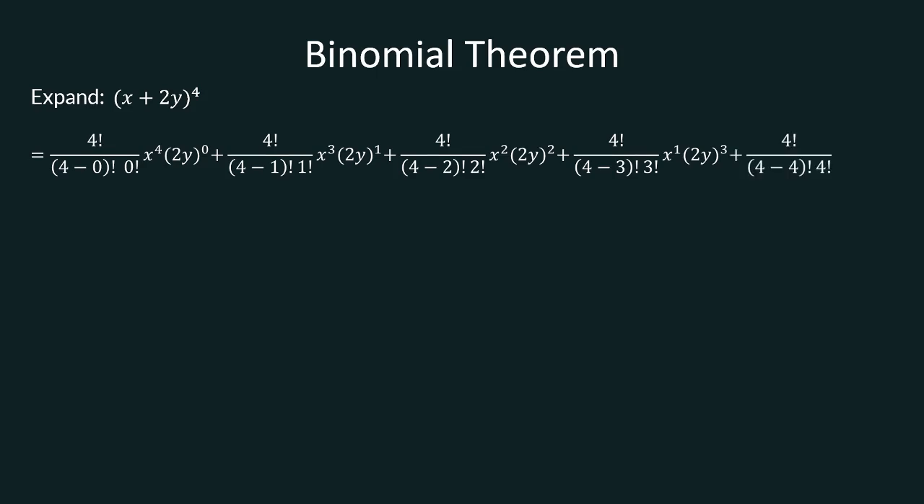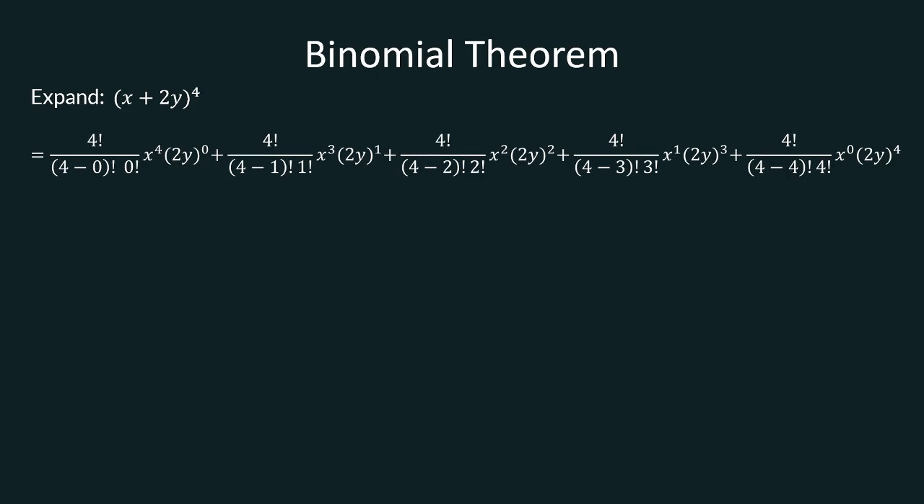Plus, in the last term, the coefficient is going to be 4 factorial divided by 4 minus 4 factorial times 4 factorial. And here you reduce the power of x from 1 to 0 and increase the power of 2y from 3 to 4.